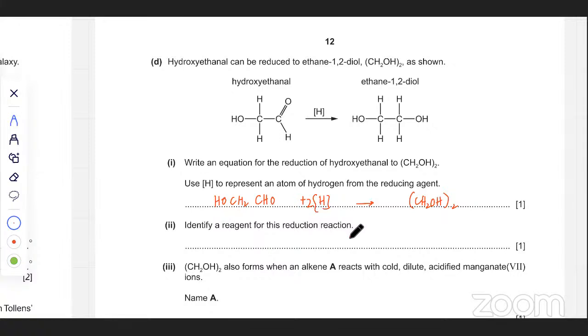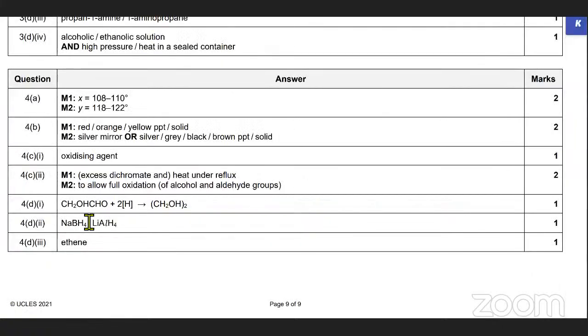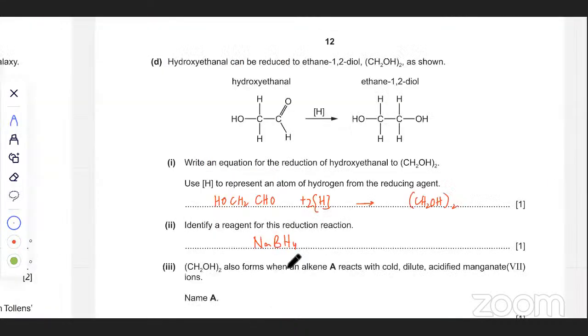Identify a reagent for this reaction. The only thing you're doing is reducing an aldehyde. Now you can do that with NaBH4 in dry ethanol, in ethanol, or just write NaBH4. That should give you the mark. And you can also use LiAlH4, which is a more powerful reducing agent. So you could use that as well.